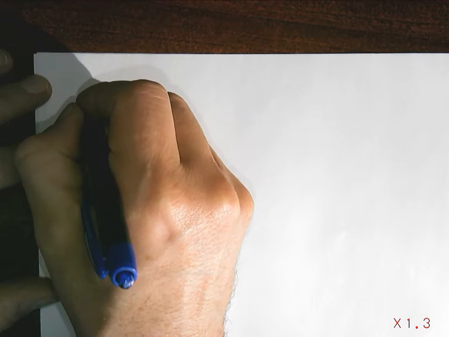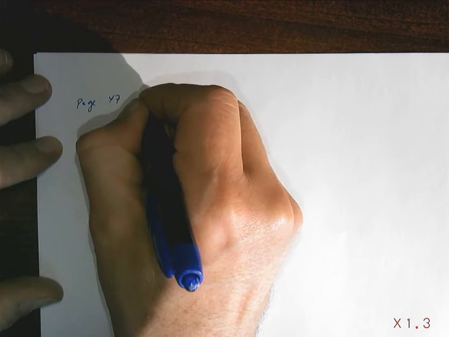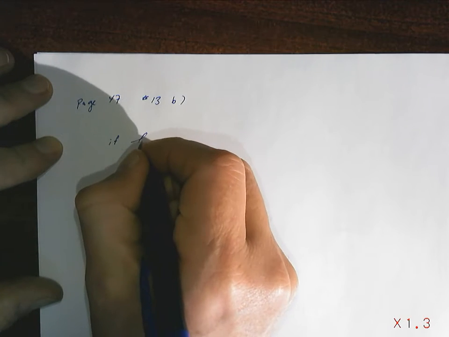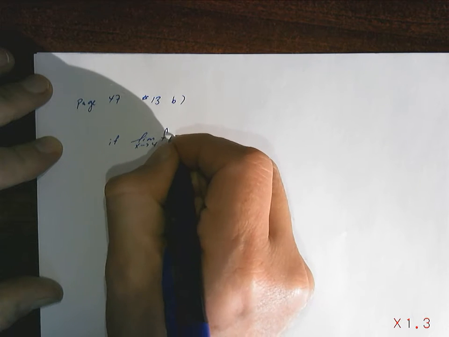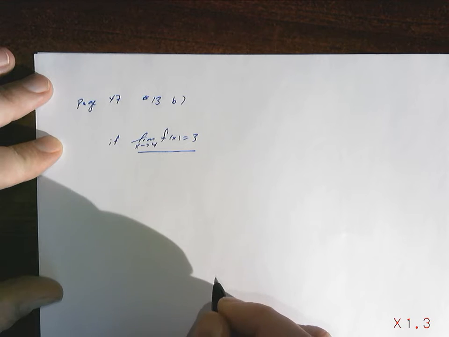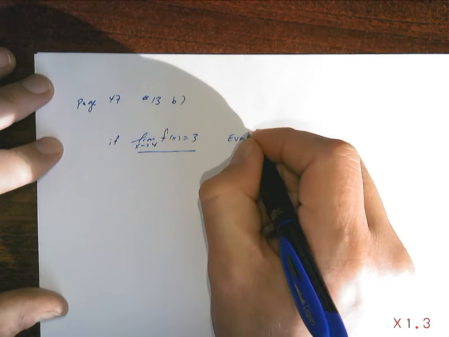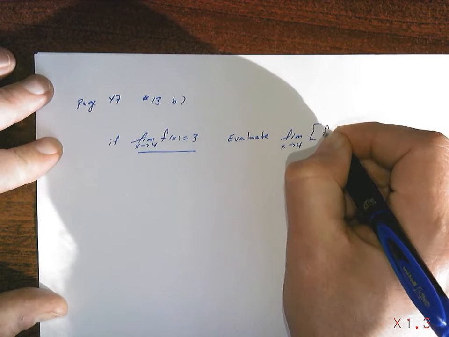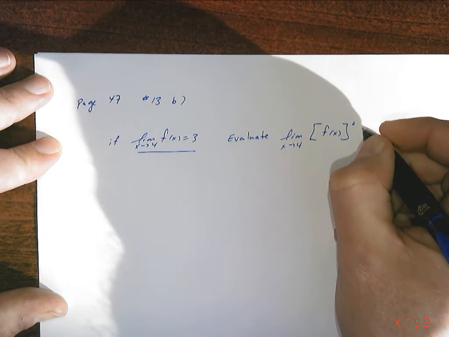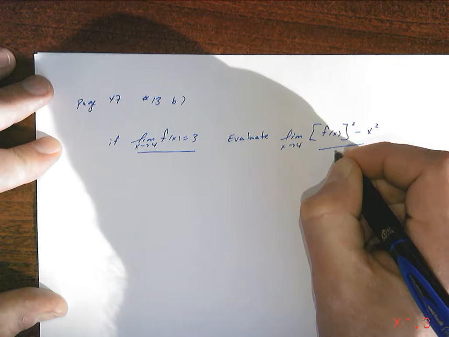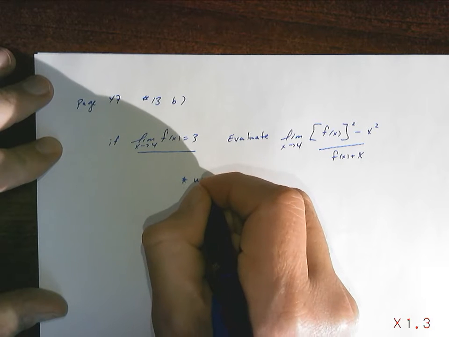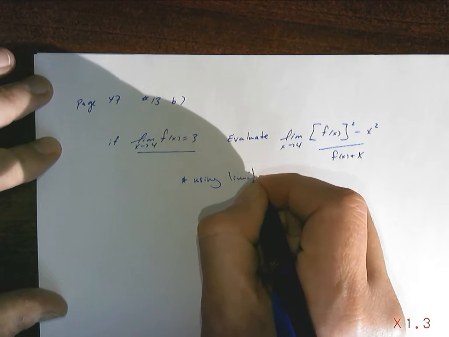Hi, ladies and gentlemen. Last question I want to do from your homework is on page 47. It's number 13, and it's B. What they're going to do is give us some information. They're going to tell you that the limit as x approaches 4 of f of x equals 3. So that's a given. And then they're going to say, please evaluate the limit as x approaches 4 of f of x squared minus x over f of x plus x, using limit properties.